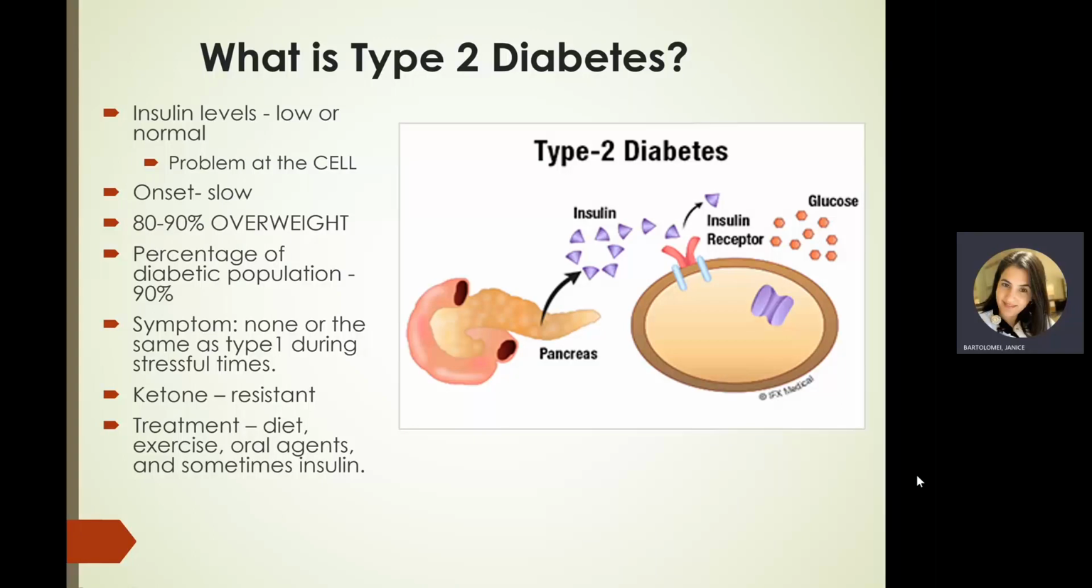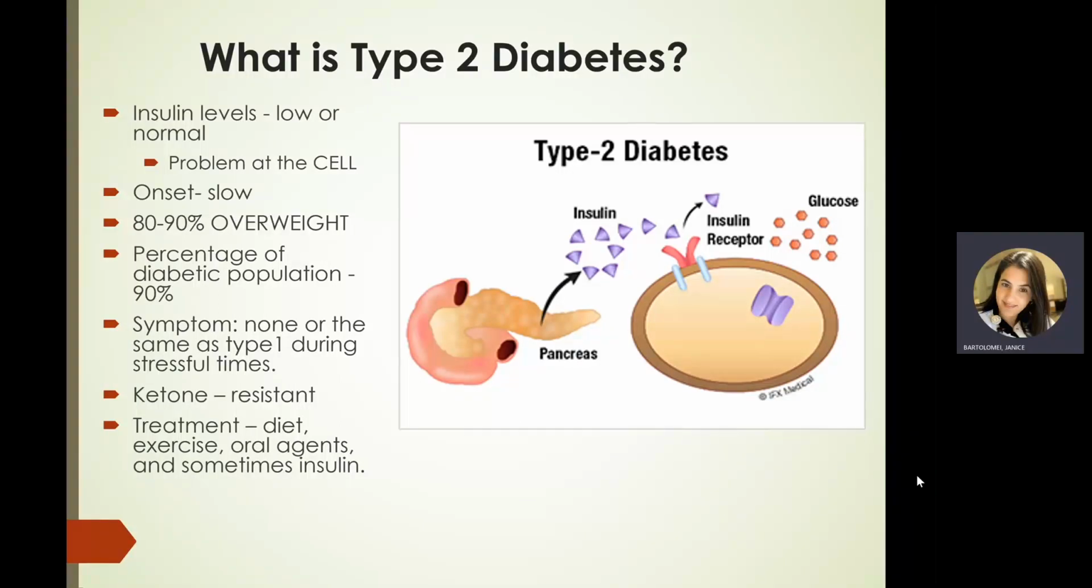The ketones are not really likely, not that it can happen. They can develop ketones, but it's not always or more likely. The percentage that it happens is not as common as in type 1.